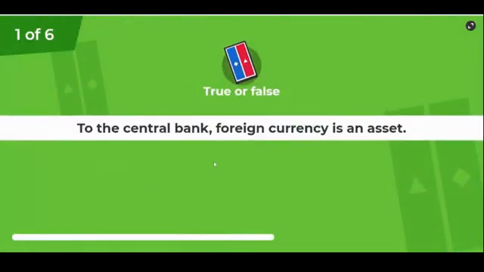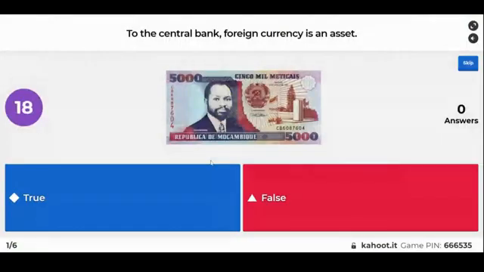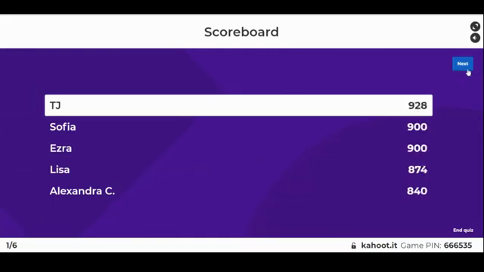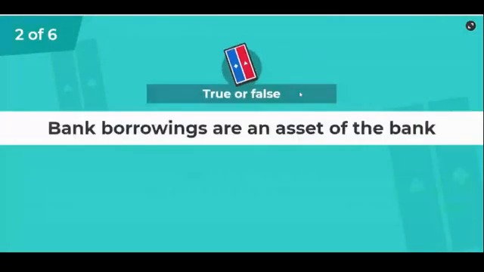True or false? To the central bank, foreign currency is an asset. Is it true or is it false? Most of you got that right. Very good. TJ is ahead.